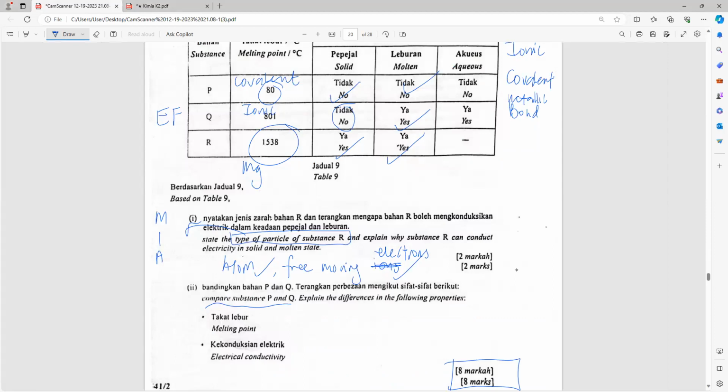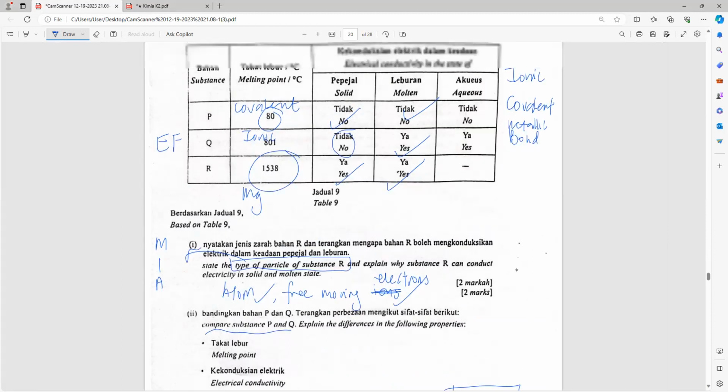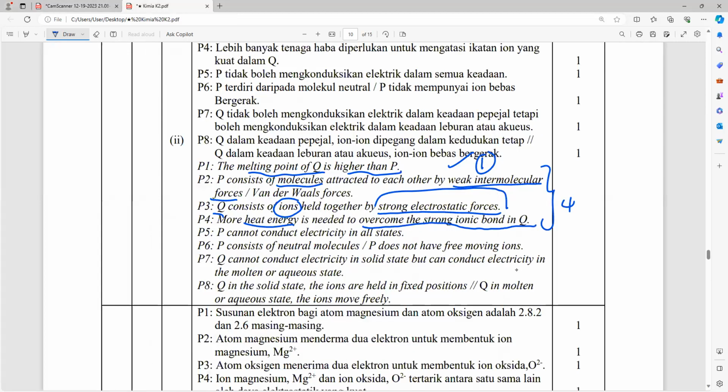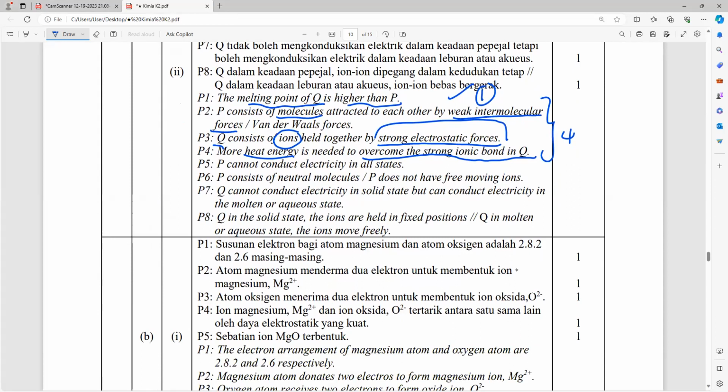Why can some conduct electricity and some don't? How come? If you notice, here there are ions, which means this is an ionic bond. So I have ions here, and no ions here. You must talk to yourself during the exam. P, the one that is covalent, cannot conduct electricity in all states. You must explain your observation: P consists of neutral molecules, or P does not have free moving ions.